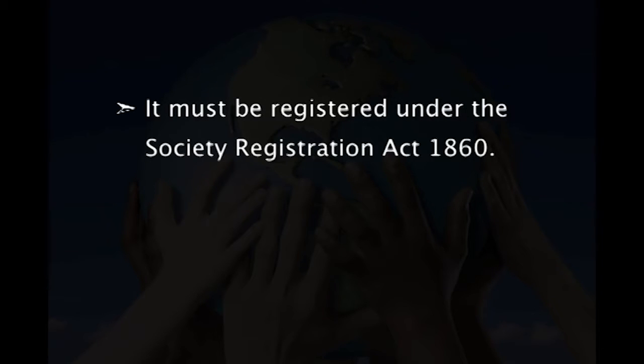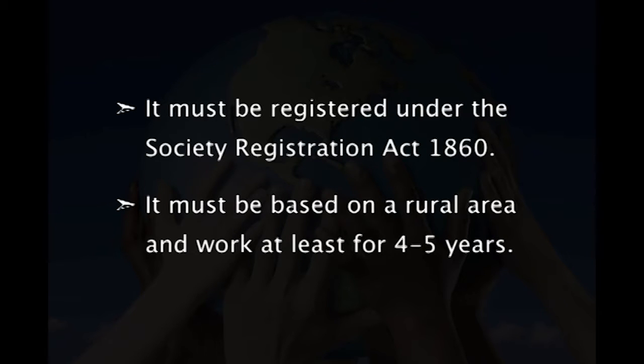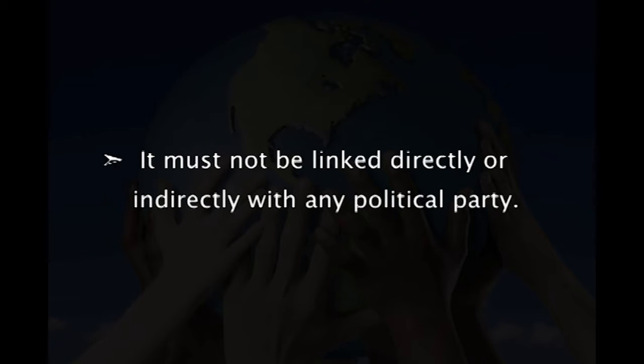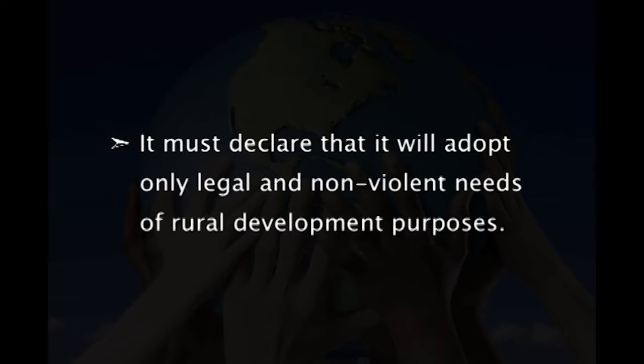A NGO should possess the features such as it must be registered under the Society Registration Act 1860. It must be based on a rural area and work at least for 4 to 5 years. It must have professional and managerial expertise to produce audit statements and reports for funds received from the government. It must not be linked directly or indirectly with any political party. It must declare that it will adopt only legal and non-violent needs of rural development purposes. It must implement anti-poverty, minimum needs and socio-economic development programs.